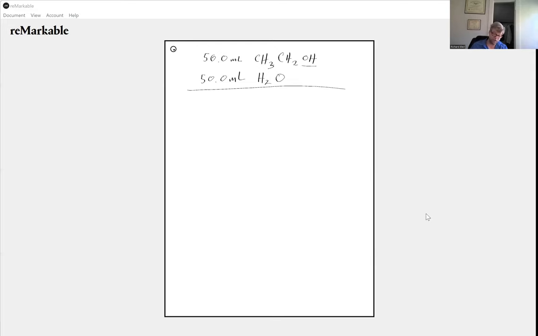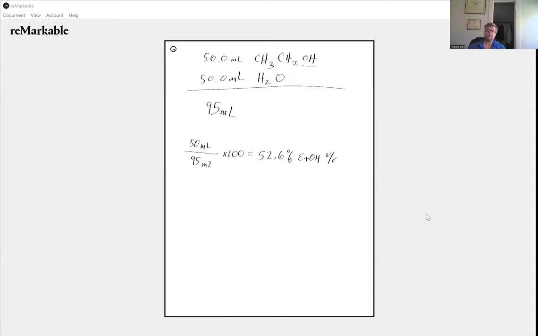Anyway, add these together, you end up with a total volume of only 95 milliliters. So in truth, what you have is 50 milliliters of ethanol in 95 milliliters of solution. And what you actually end up with, if I can find my calculator, is roughly 52.6% ethanol, which would be closer to 105 proof rather than 100 proof.